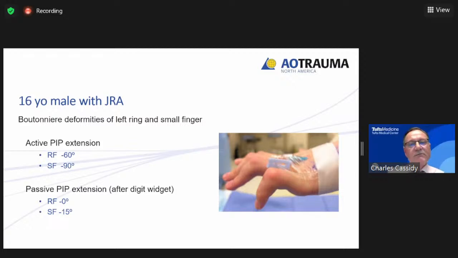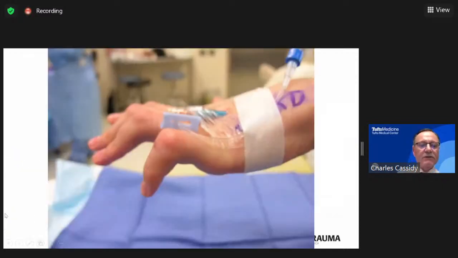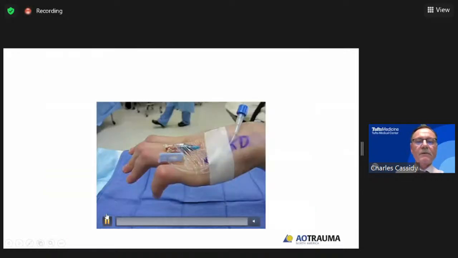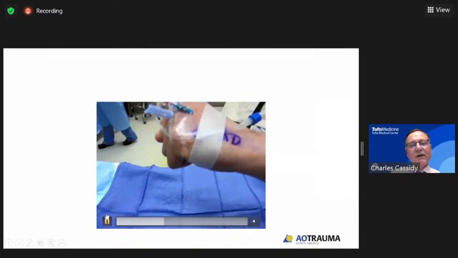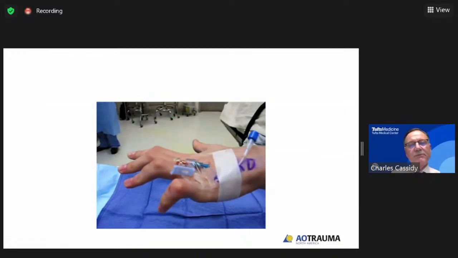And so here's a patient of mine who has JRA, Boutonniere deformities, the left ring and small finger. The ring is really more of a Boutonniere, but he had surgery on his other side, and someone did a single stage contracture release and extensor augmentation, and it did not work at all. So we ended up doing a digit widget. So staged this, corrected his flexion contractures, and got him to 0 at the ring, minus 15 at the small. And here's how he looked pre-op. So you can see ring is probably a better example, but it's kind of the same problem in both.